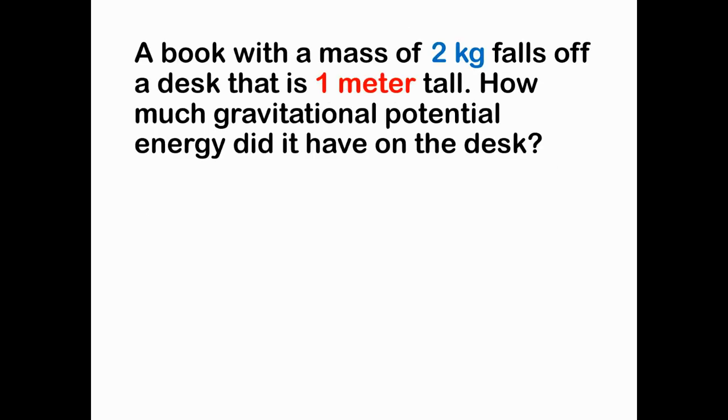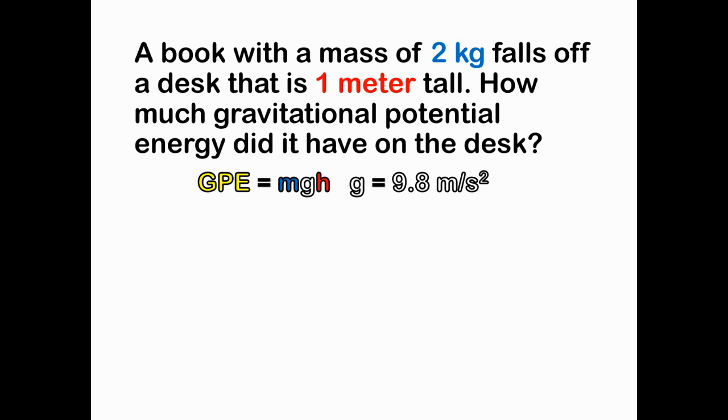Let's do an example. A book with a mass of 2 kilograms falls off a desk that is 1 meter tall. How much gravitational potential energy did it have on the desk? Okay, first we're going to start with the equation. Our GPE equals mgh. Now, we are always going to be using g equals 9.8 meters per second squared if we're on the Earth. And so that's something that you should remember.